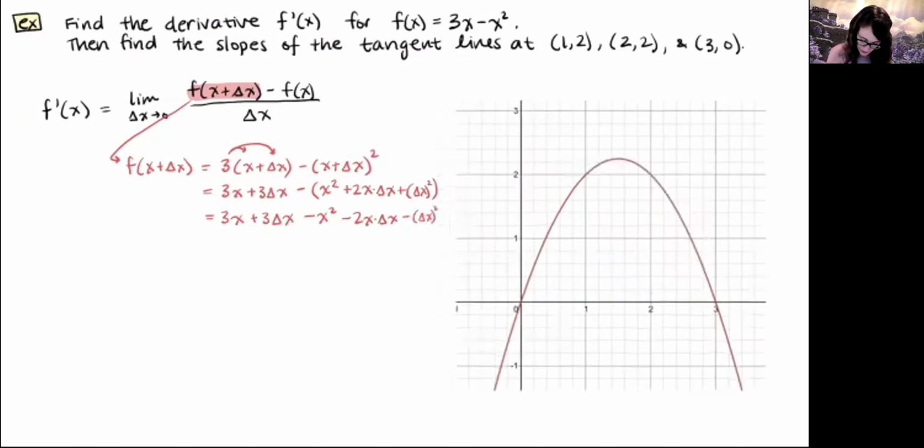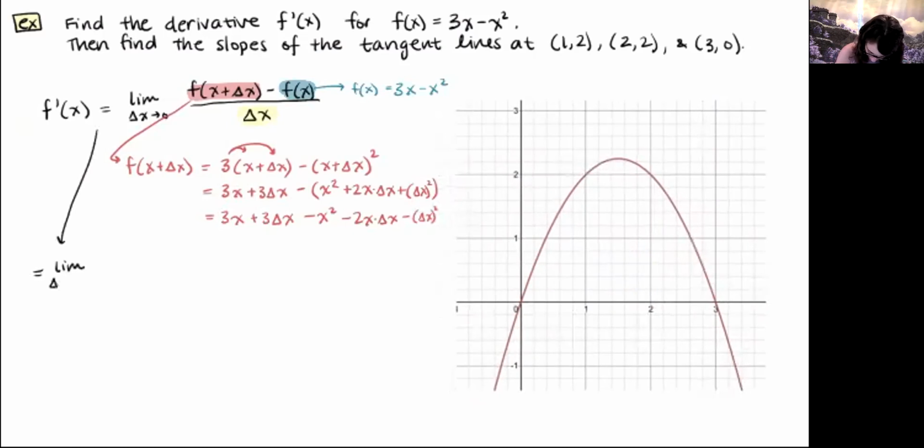Okay, then we have f of x in our difference quotient, looking up here at f of x. That is, of course, just the function. So this will just be 3x minus x squared. And then delta x will always just stay as delta x. So let's go ahead and plug this in.